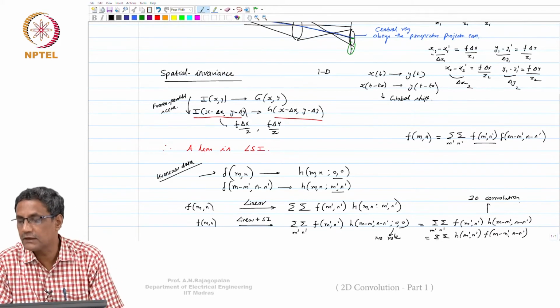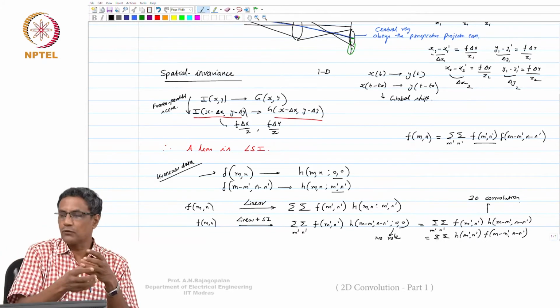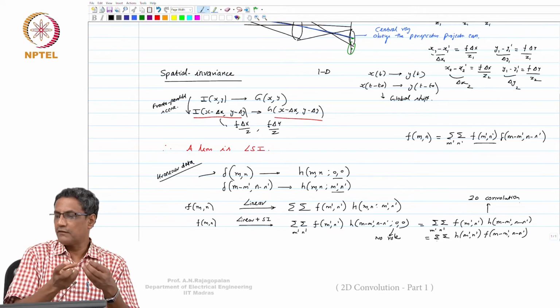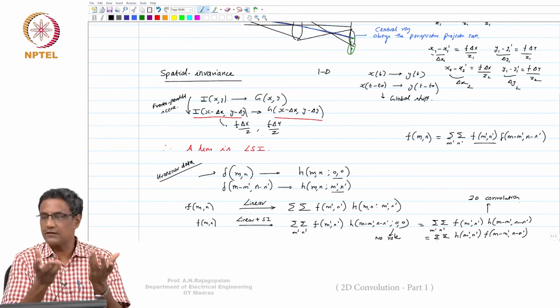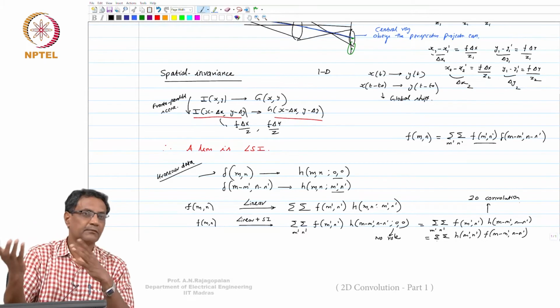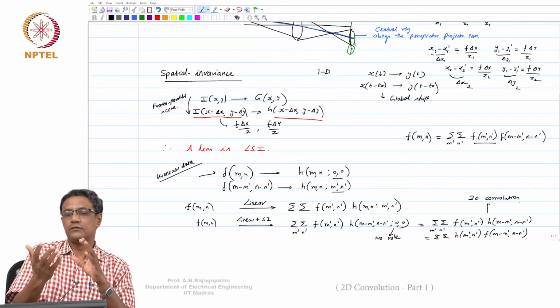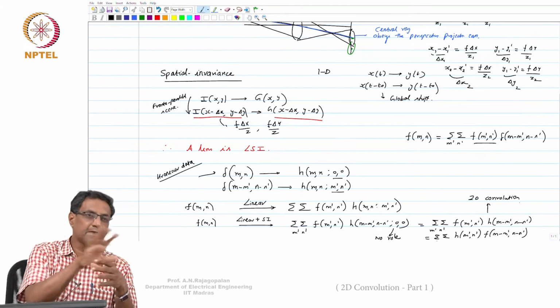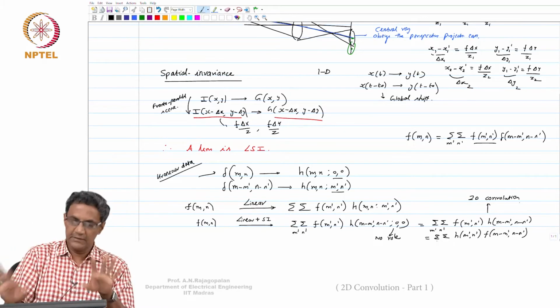Prior to that, we'll look at some more things about this h itself. But again, imagine whatever you do with 1D. In 1D, suppose I gave you f, the signal, and h, the impulse response. Let's assume that we flip the impulse response, so we get h of minus m prime. So you flip it and then you slide it, and for every slide you compute the overlap, multiply, add, and that is your convolution. The same thing you have to do here also.